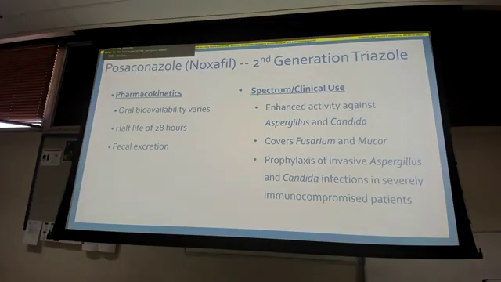Next up is posaconazole. Oral bioavailability varies again depending on what formulation you have. We have a half-life about 28 hours with fecal excretion. This is going to be used again for Aspergillus and Candida. It has some expanded activity and also covers Fusarium and Mucor, which are other molds that we're concerned about, especially in our immunocompromised patients. And again, you'll see posaconazole used a lot in prophylaxis in our immunocompromised patients.